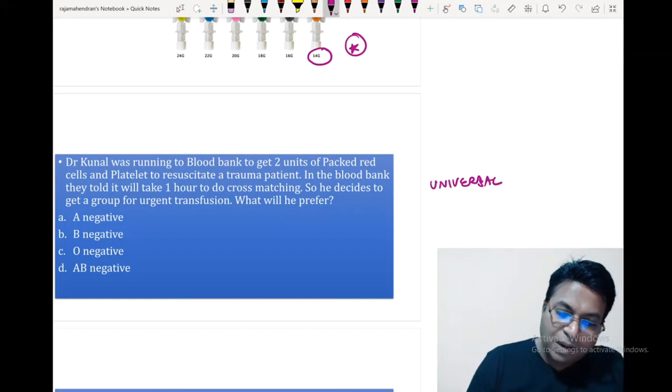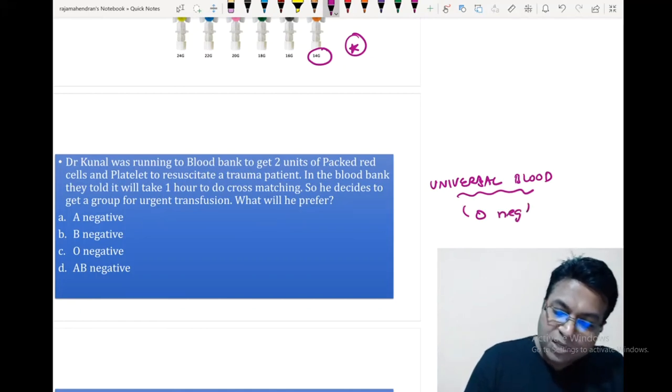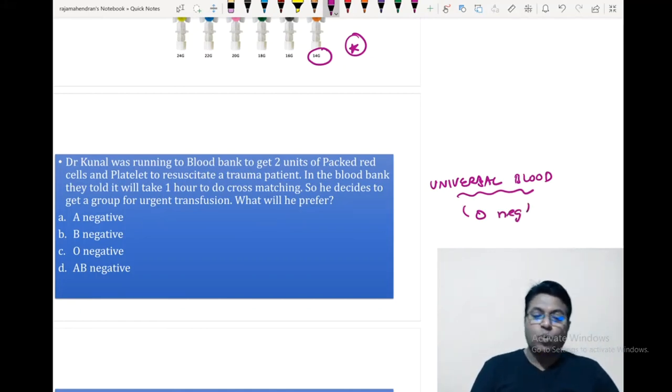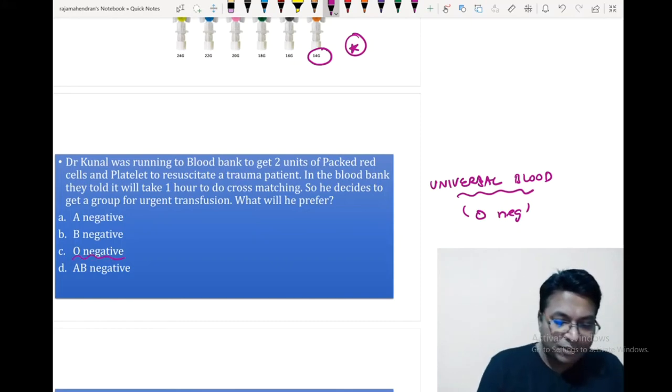So universal blood, what is it? Which can be used for anybody. It is O negative. So in such trauma patients, we get O negative and transfuse the O negative blood. So the answer here is O negative, C.